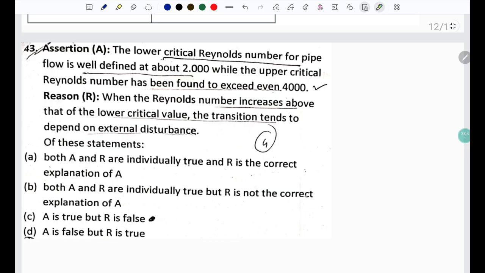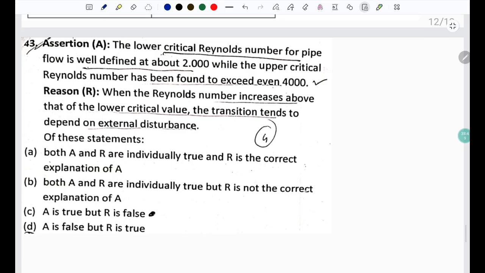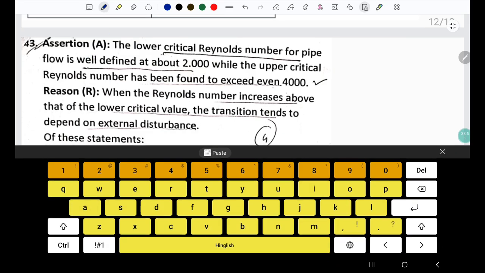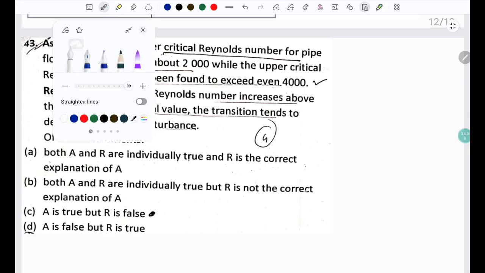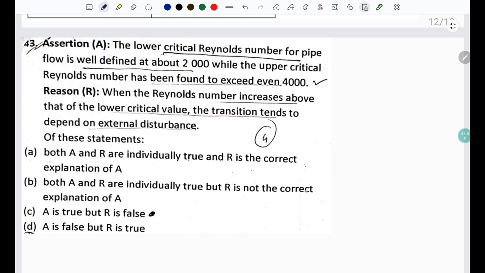Here we have another question which said that the lower critical Reynolds number for a pipe flow is well defined at, this is not 2.00, this is 2000 only. So the lower critical Reynolds number for a pipe flow is well defined at 2000, while the upper critical number has been found to exceed even 4000.